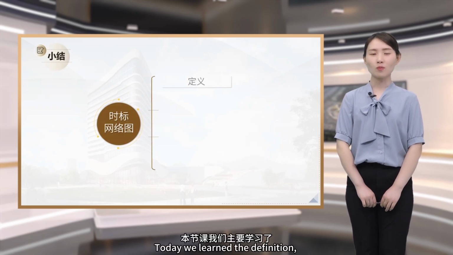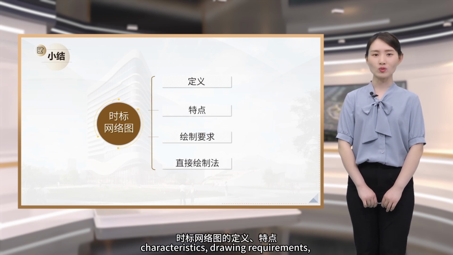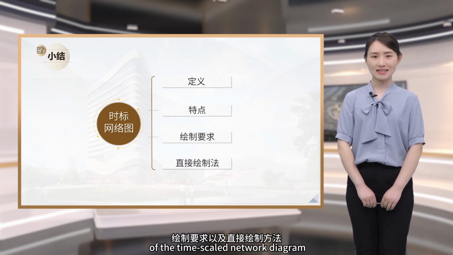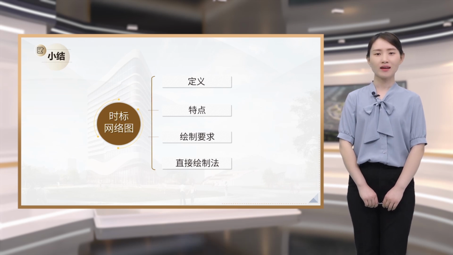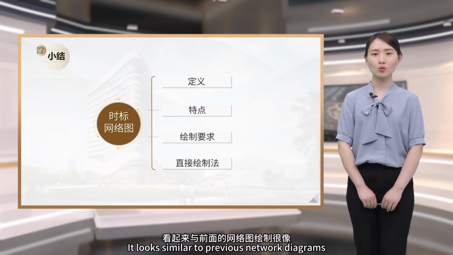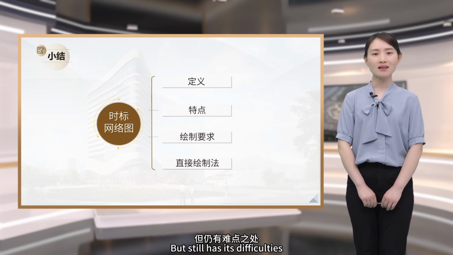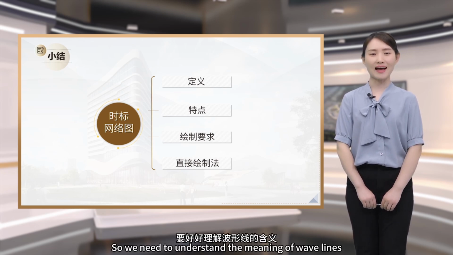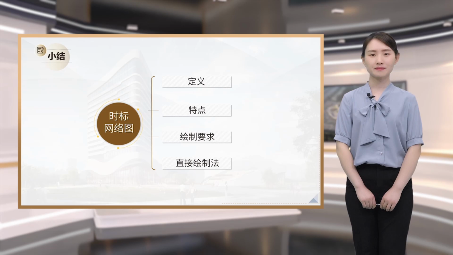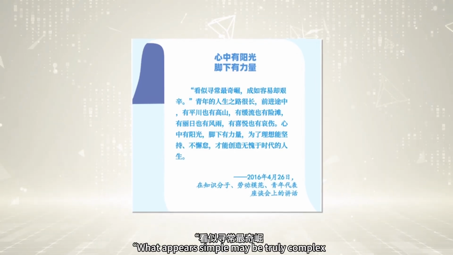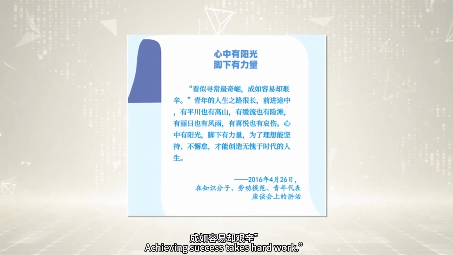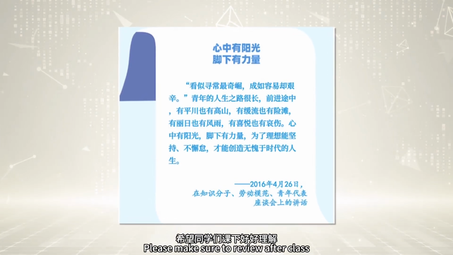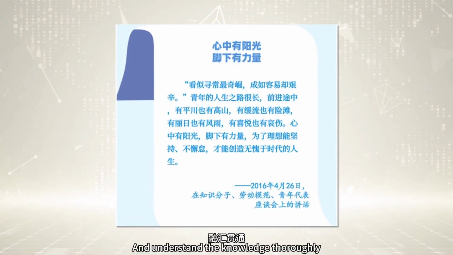Today, we learned the definition, characteristics, drawing requirements, and direct drawing method of the time-scaled network diagram. It looks similar to previous network diagrams, but still has its difficulties. So we need to understand the meaning of wave lines. What appears simple may be truly complex. Achieving success takes hard work. Please make sure to review after class and understand the knowledge thoroughly.